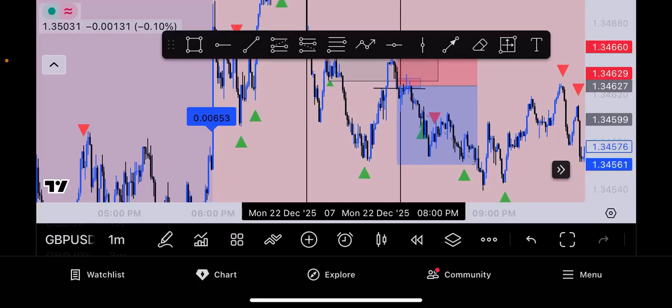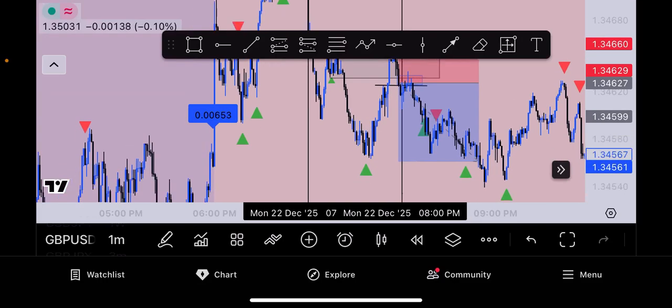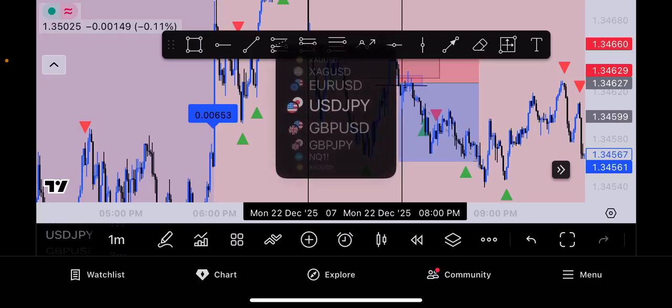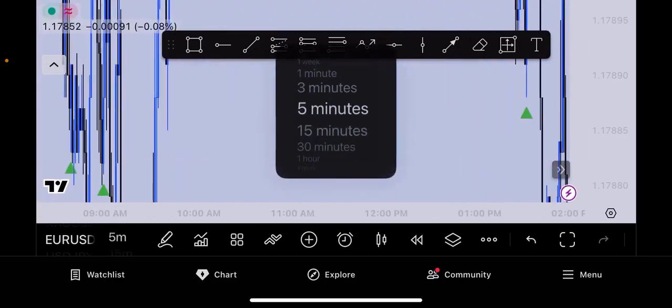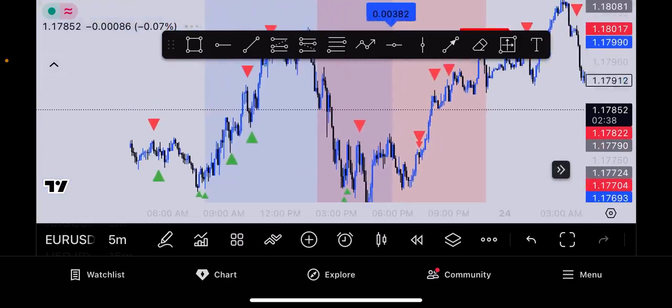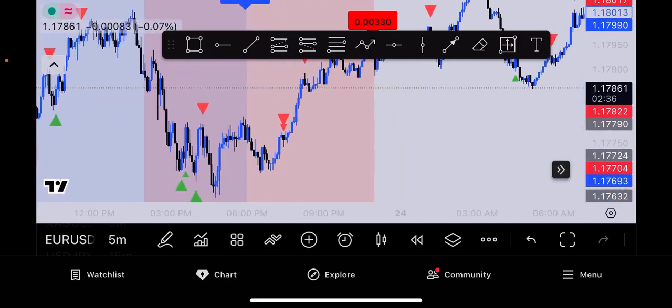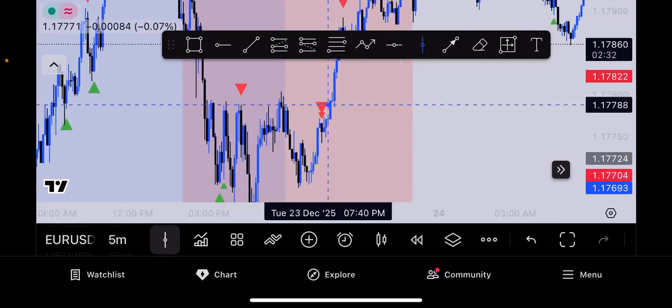Okay, so let me go to another pair. This is a sell trade, and I'm going to show you guys a buy trade. Maybe we should go to EUR/USD. First thing, remember, we always want to look for a trade on our 5-minute time frame. So when you get your 5-minute time frame, we want to look for the last structure the price created before we get into 8 p.m.